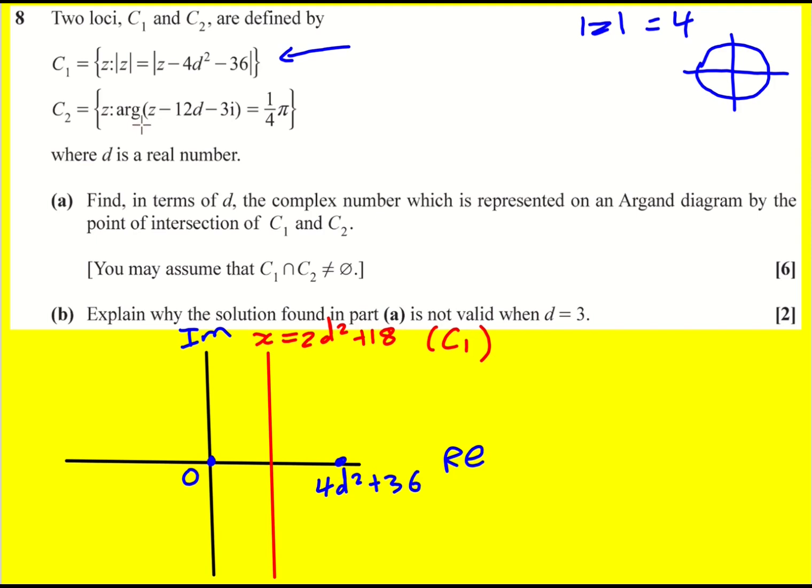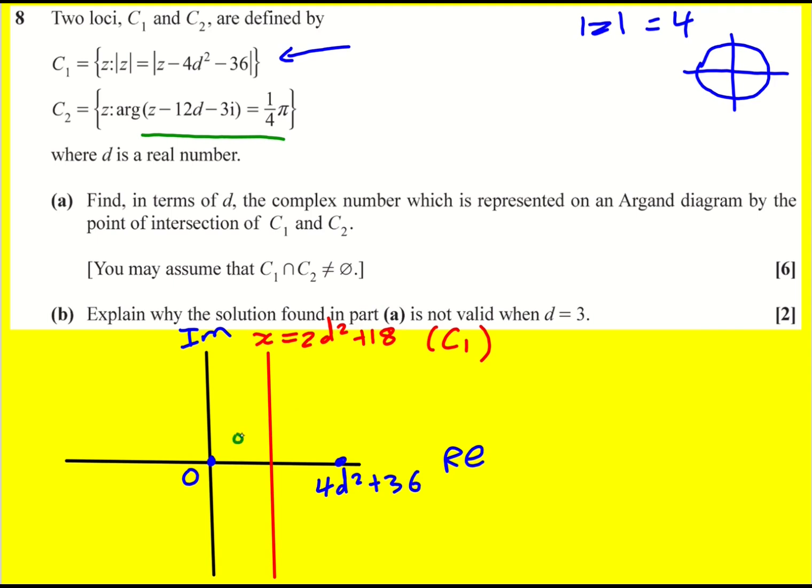Now we've got C2. There's a couple of ways to do this one. It's going to originate at (12d, 3), so I'll just put it here. This is not drawn to scale. In this case, because I've got pi over 4, that's actually 45 degrees. I can draw it straight away, as the gradient is going to be 1.